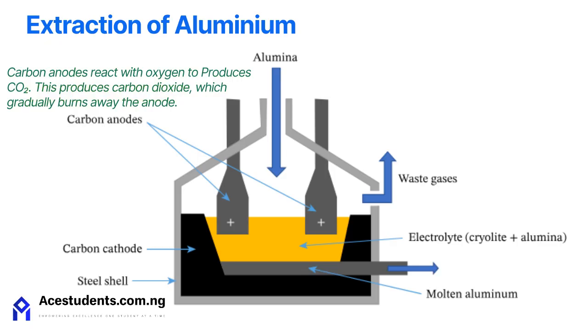One problem with aluminium extraction is that the oxygen produced at the anode reacts with the carbon electrode. This produces carbon dioxide, which gradually burns away the anode. As a result, the carbon anodes must be replaced frequently, which increases the cost of the process.